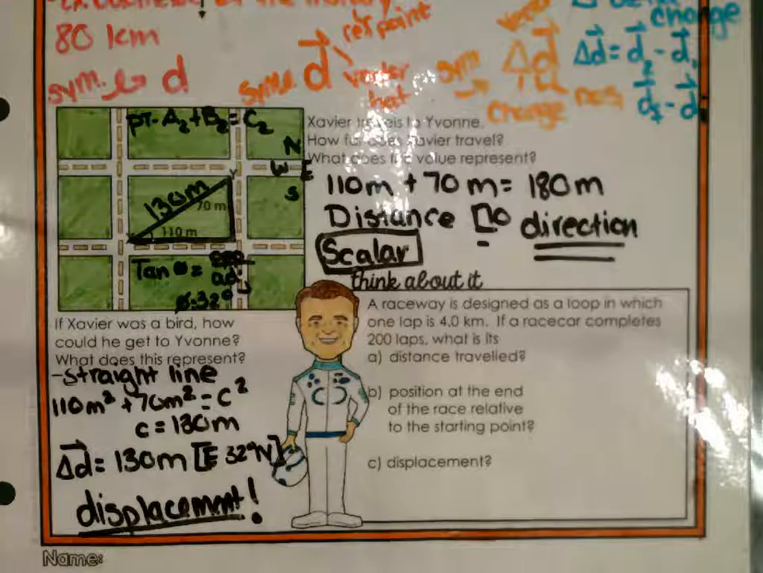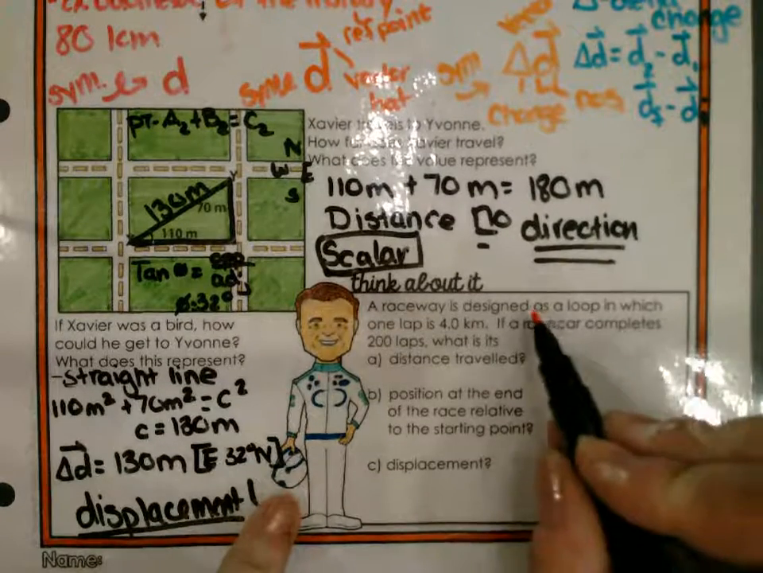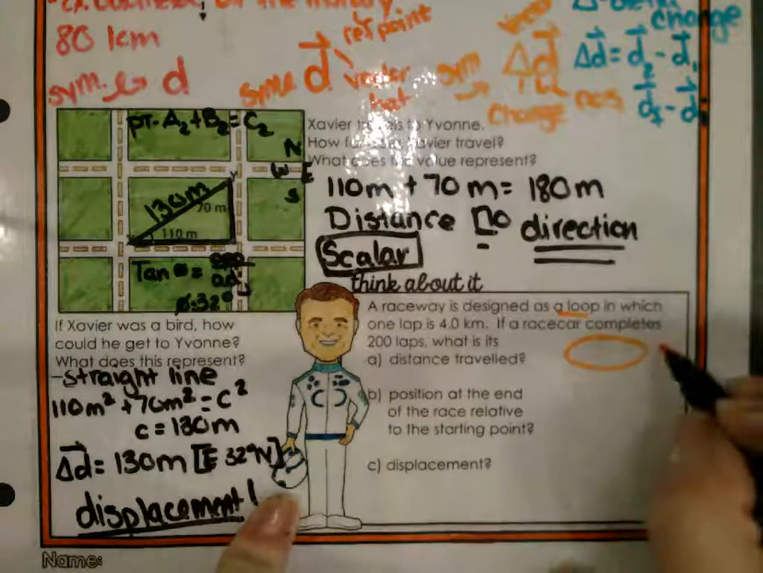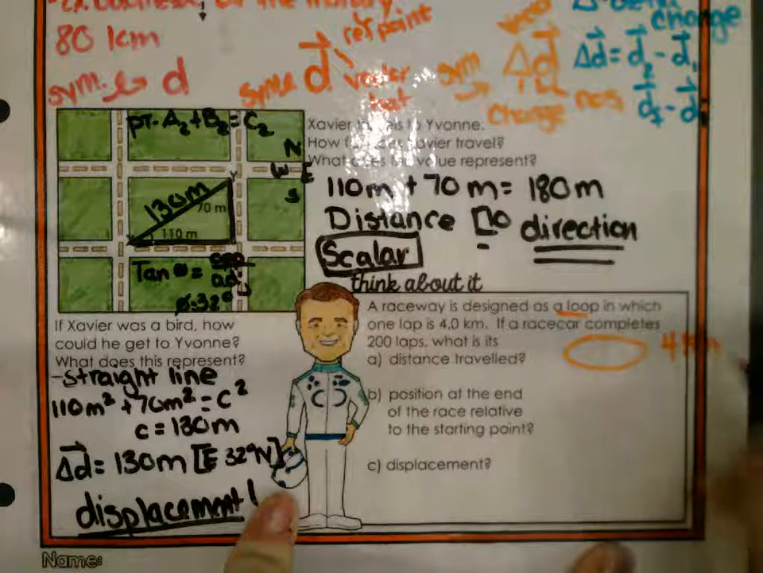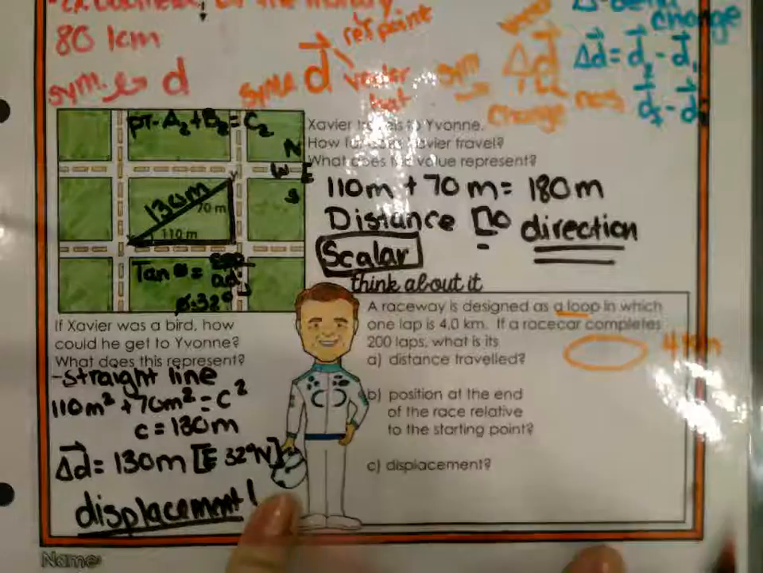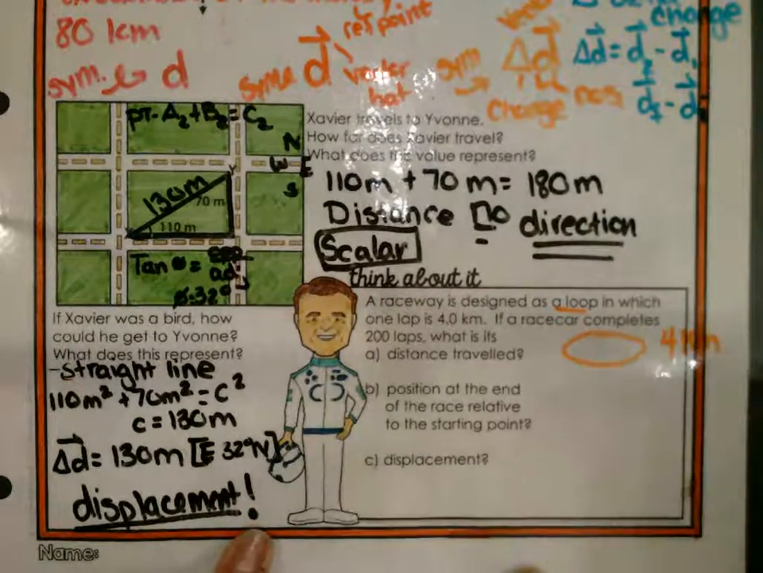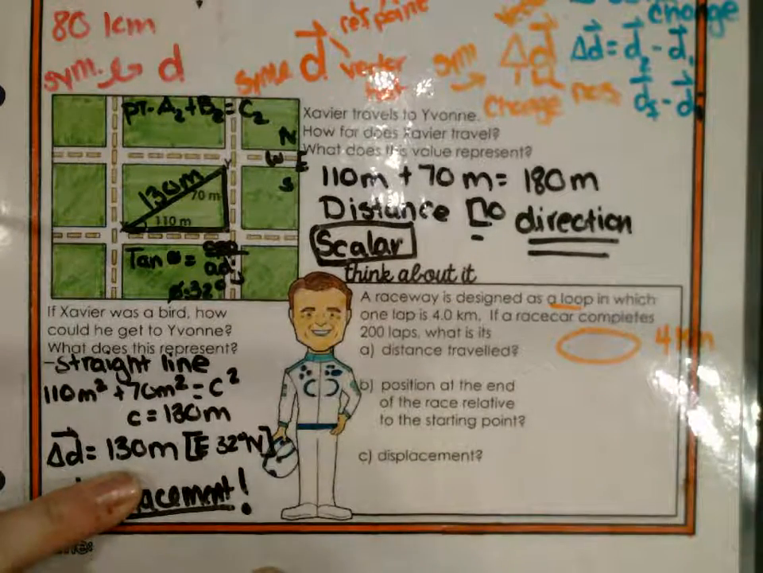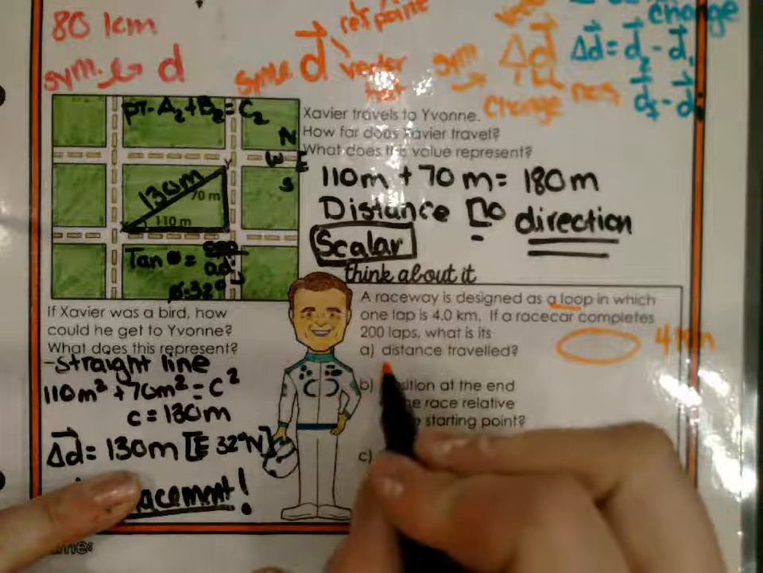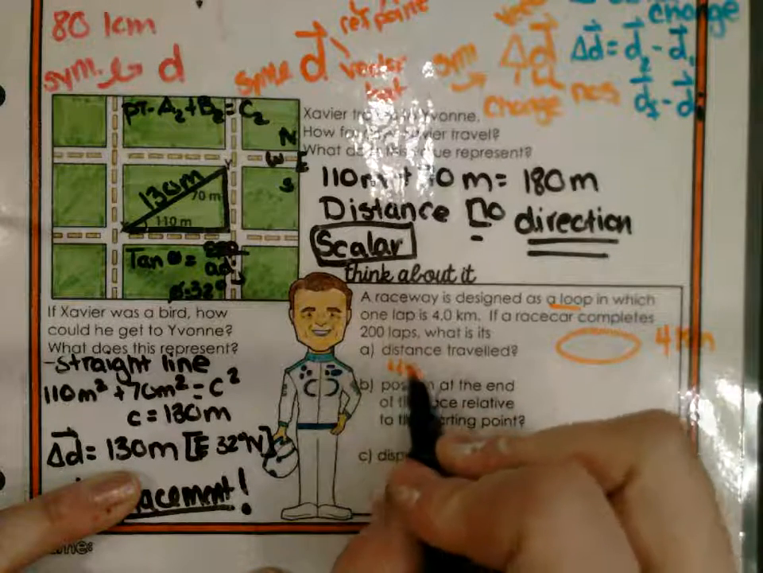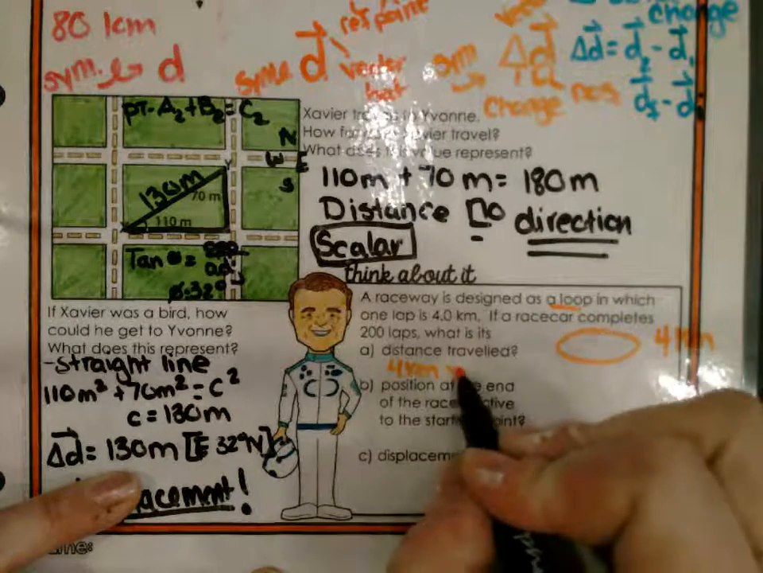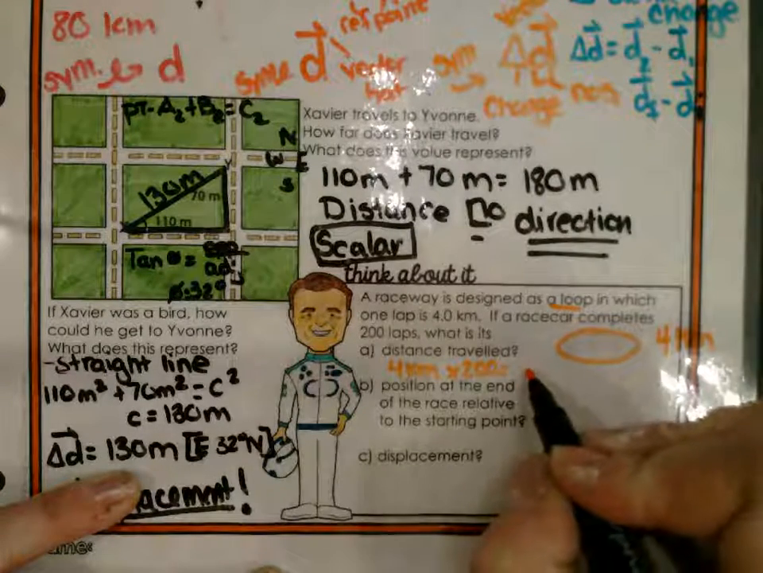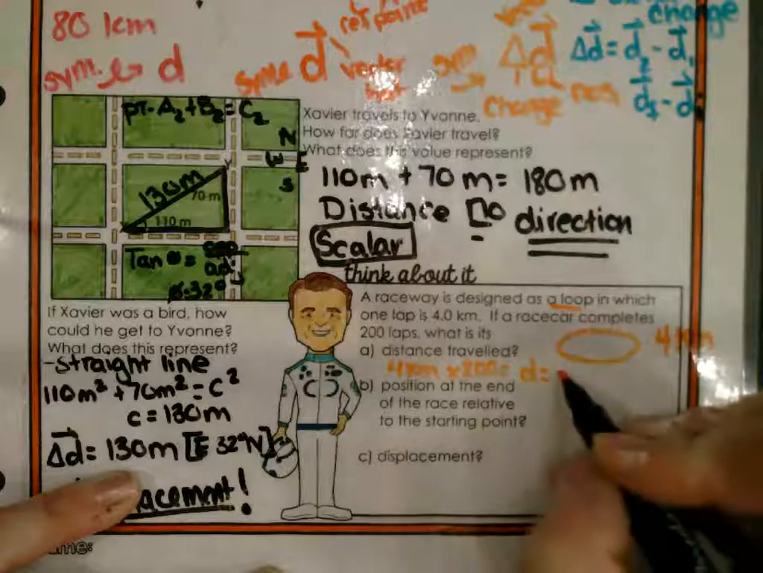So the best thing in physics to do is to start out with a drawing. So we know that it's a loop, so I'm going to draw a circle. And one of those loops we know is 4 kilometers. And our lovely race car driver, we're going to have the same race car driver all semester. Trust me, he's going to drive a lot of cars by the time this semester's done. We're going to change his uniform up a little bit, but he's going to drive a lot of cars. So we know that each lap is 4 kilometers. And we know that he went 200 times around that. So his total distance, his D, is equal to 800 kilometers.